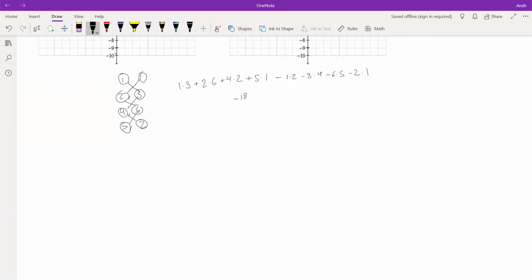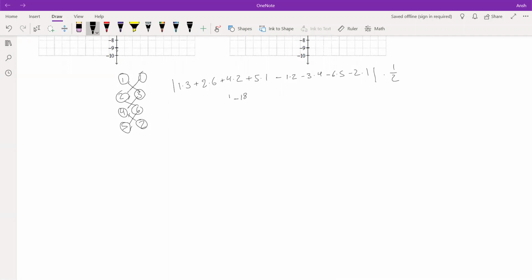3 plus 12 plus 8 plus 5 minus 2 minus 12 minus 30 minus 2. We would get negative 18. And the area can't be negative. So something that's stated in the Shoelace theorem is that we always take the absolute value. And then after we take the absolute value, we divide by 2.